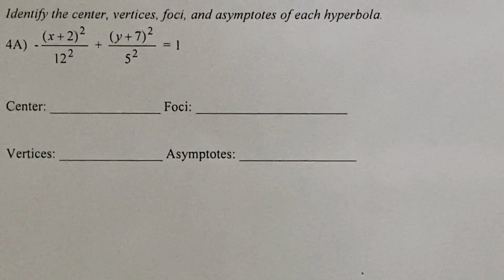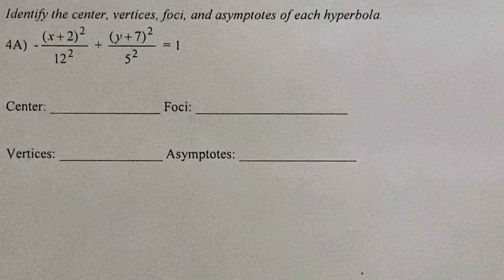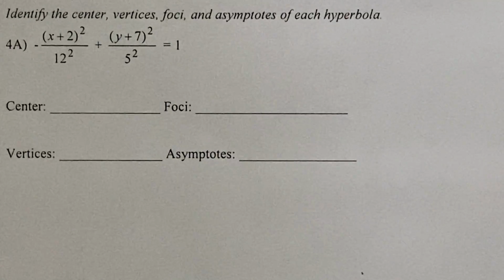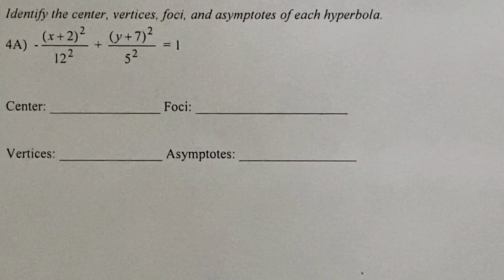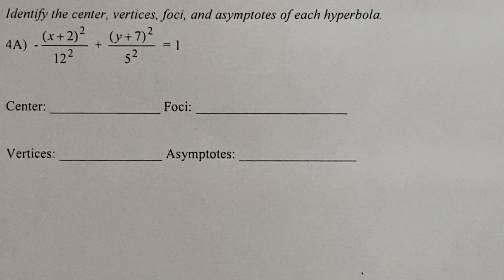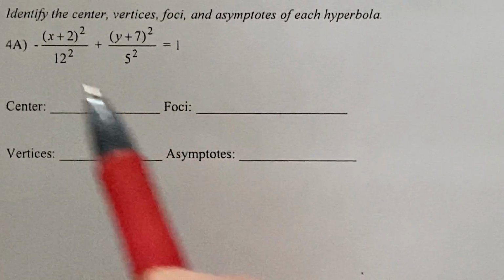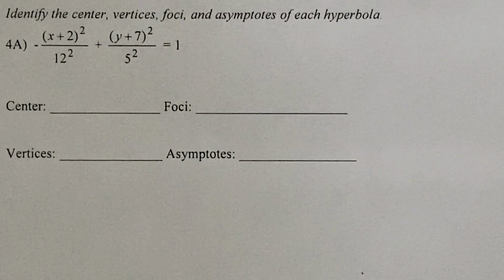Okay, so from this equation, they want me to extract the location of the center, the vertices, the foci, and the equations for the asymptotes. So again, let's run through our 3 steps. Step number 1, you need to know the setup or the equation. Well, they already gave that to me. Step number 2, the orientation. Since y is positive and x is negative, it has to be opening up and down.